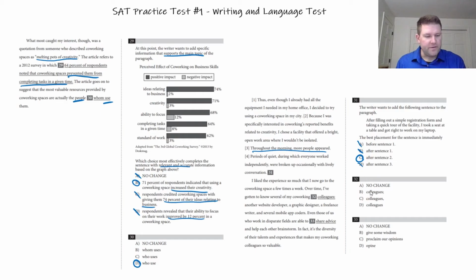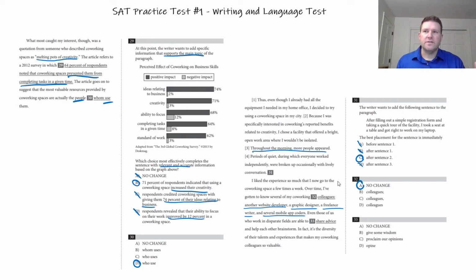32 is actually a perfect example of a colon. So if you look here, over time, I've gotten to know several of my co-working colleagues who were this guy, this guy, this guy, and then these guys. So a colon is perfect here. For semicolons, you have to have a complete sentence after the semicolon, and this is a fragment here. It's just a list of people.